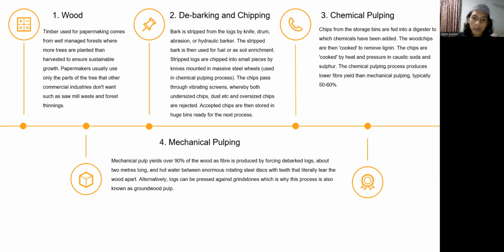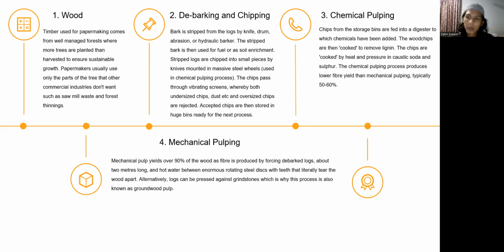The chips pass through vibrating screens, whereby both undersized chips, dust, etc., and oversized chips are rejected. After that, the accepted chips are stored in huge bins ready for the next process. So the next process is chemical pulping. Chips from the bins are fed into a digester to which chemicals have been added.